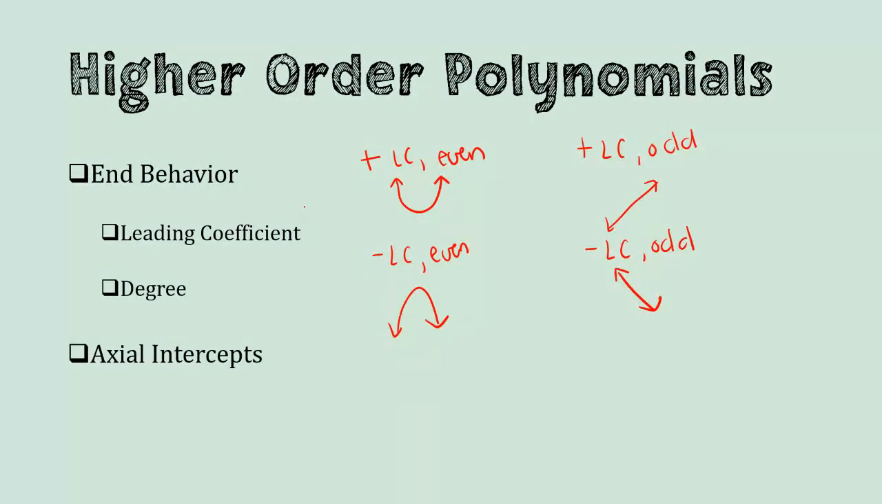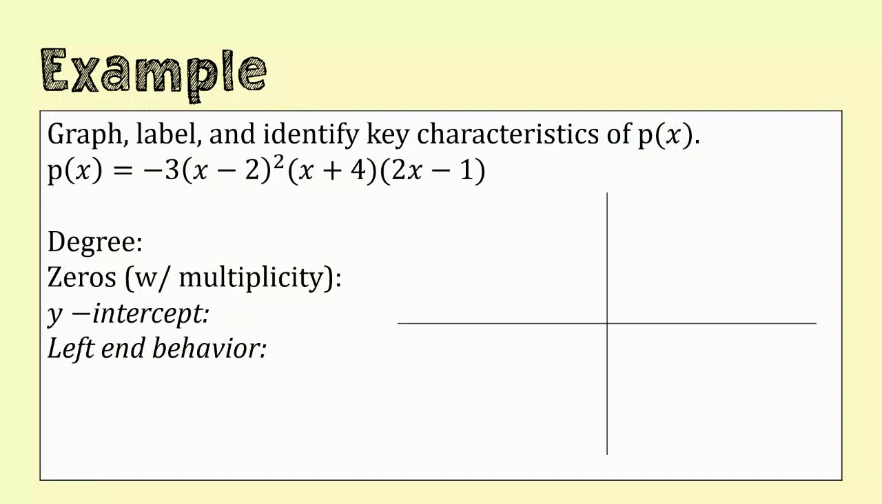The axial intercepts, so both x and y intercepts. Remember when you're writing them down, it's not x equals. And use the multiplicity of the zeros to determine, is it touching and turning around or is it passing through? So what's exactly happening at that zero? Let's take a look at this first example. Graph and label and identify these key characteristics for the p of x I've written down.